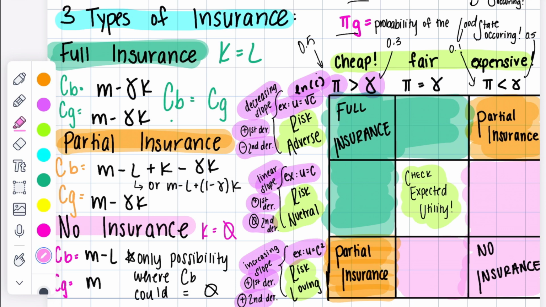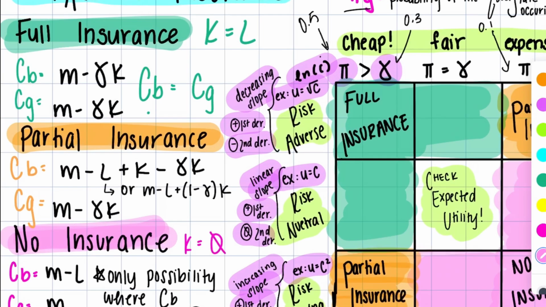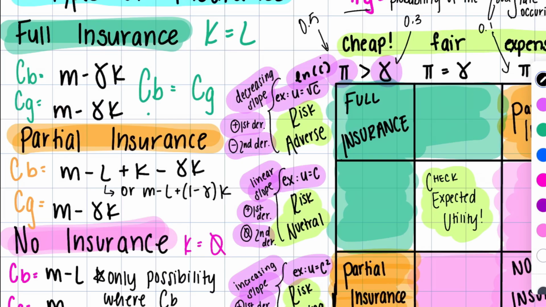And then if we are on this bottom right, we are not insuring, and so these would be our optimal bundles of CB and CG. Looking into what these optimal bundles mean, if we choose to fully insure, it means that our K equals our L. Our coverage equals our loss. We are fully insured, and so whatever we're covered by is covering our loss completely. So K has to equal L under full insurance.